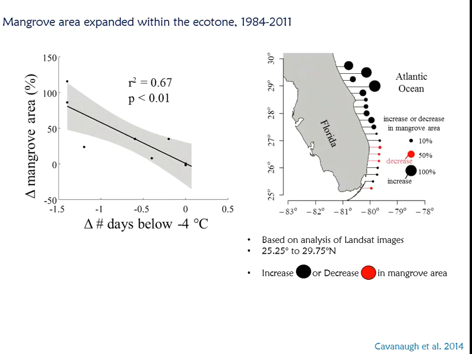And there's a very tight correlation with the change in the number of days below 3 to 4 degrees Celsius. Between that time period, we had fewer days that got cold enough to limit the mangroves. So the mangroves moved up. And those are what, how many years? 30 years?